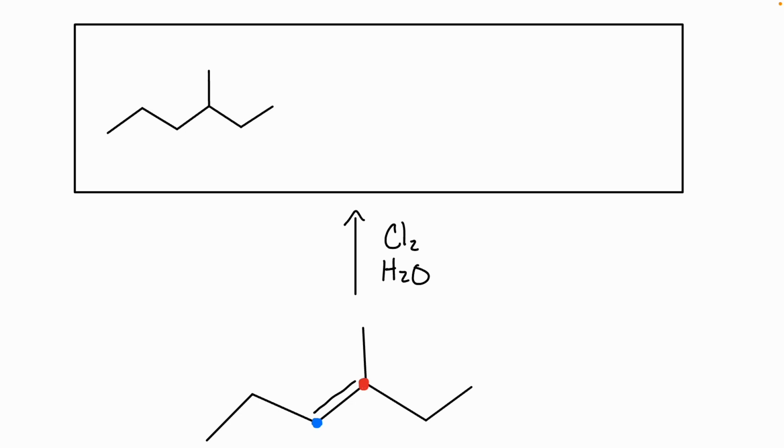All right, I got a red carbon and a blue carbon here. My red carbon is more substituted, so what am I going to put on my more substituted carbon? The halogen or the OH? The OH. The halogen is going to go on the less substituted carbon.